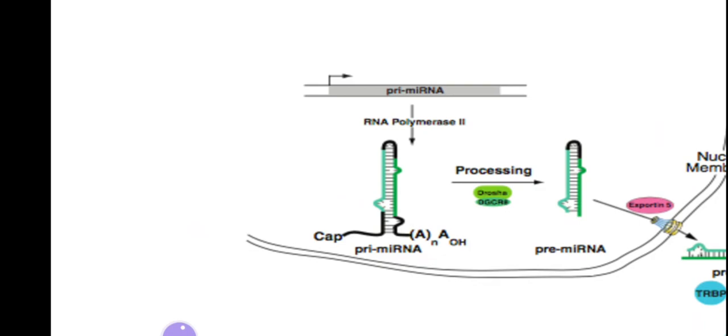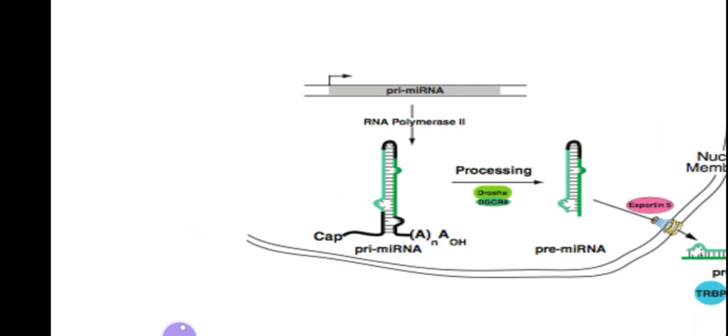Before, it was the primary microRNA. Before the processing, the microRNA, which was produced by RNA polymerase II, was the primary microRNA, or pri-miRNA. After the processing, by the action of DROSHA and DGCR8 nucleases, which trim the sequence from both the 5' and 3' ends, pre-miRNA is now generated.